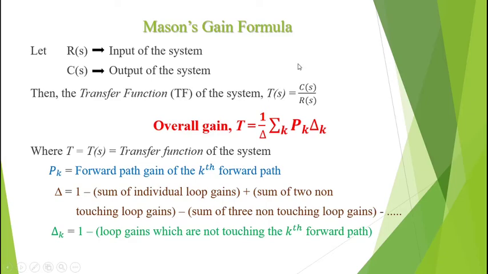Hi all, in this video we are going to discuss what is Mason-Gain formula and also why we are using this formula. S.J. Mason is the name of the scientist who developed the signal flow graph, and he also gave one equation to find out the transfer function of a system or the overall gain of a system. For that we have to consider a system.